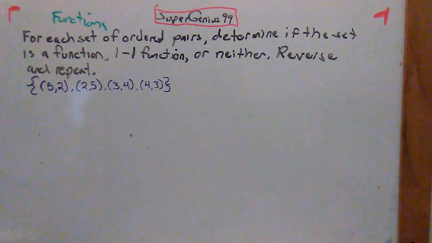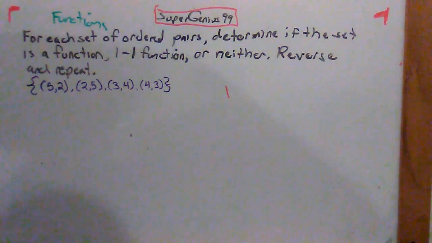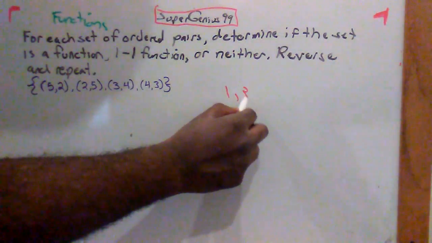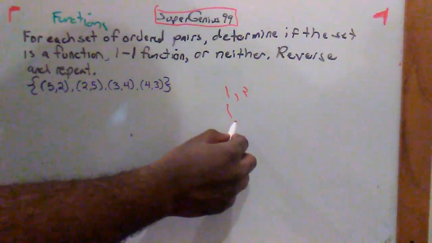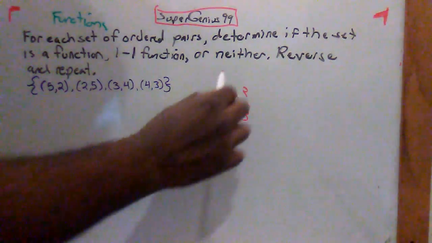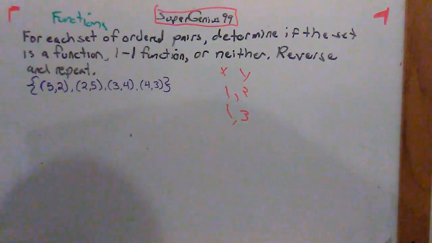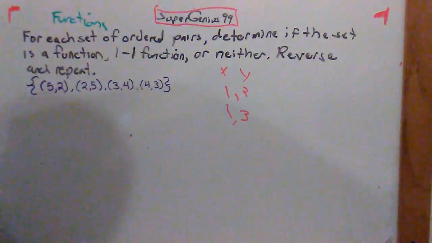So I can repeat the y value, but if I repeat the x value, so for example, if you have a 1 in the x place, and you have a 2 in the y place, and then somewhere else in your set, you have a 1 in the x place and you have a 3 in the y place, then that's no longer a function because you have similar input but different outputs.